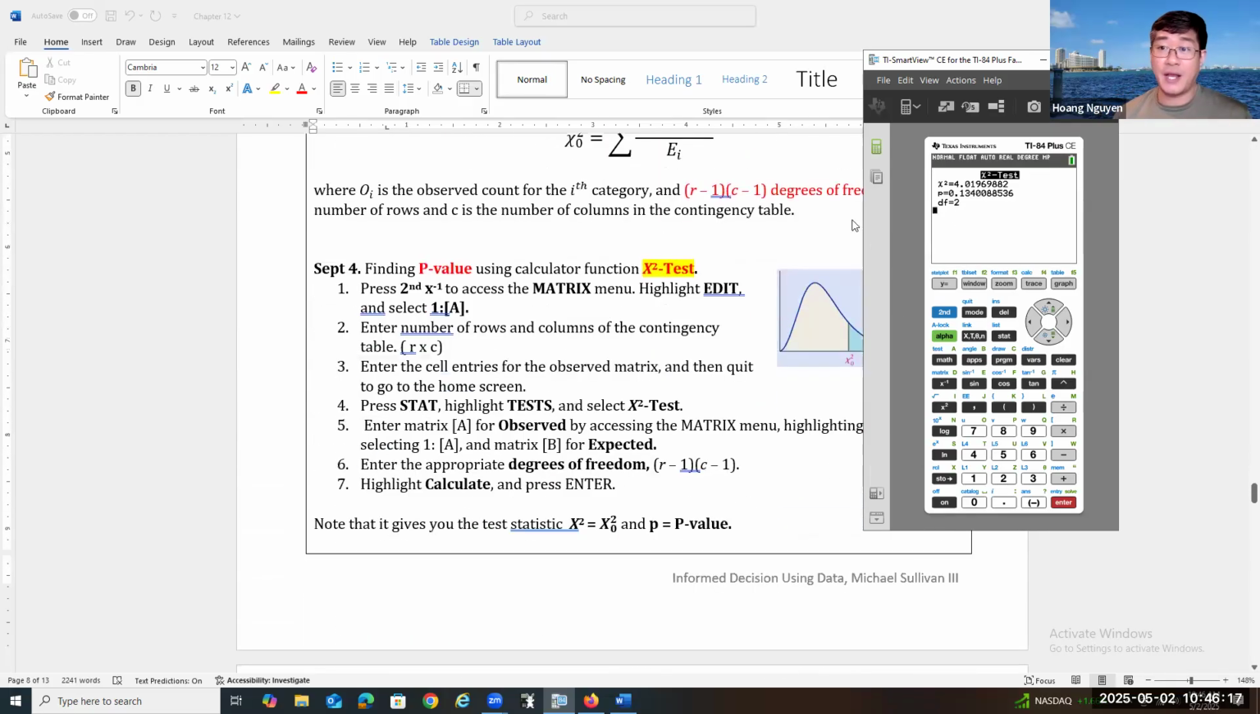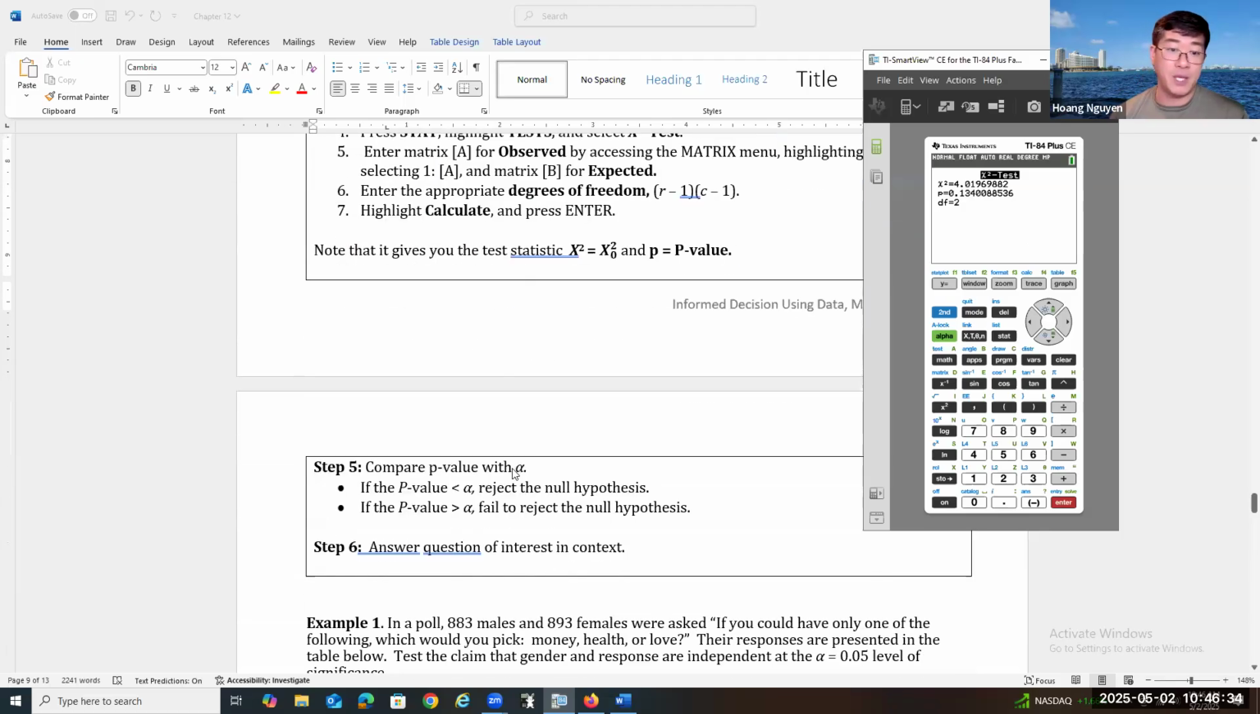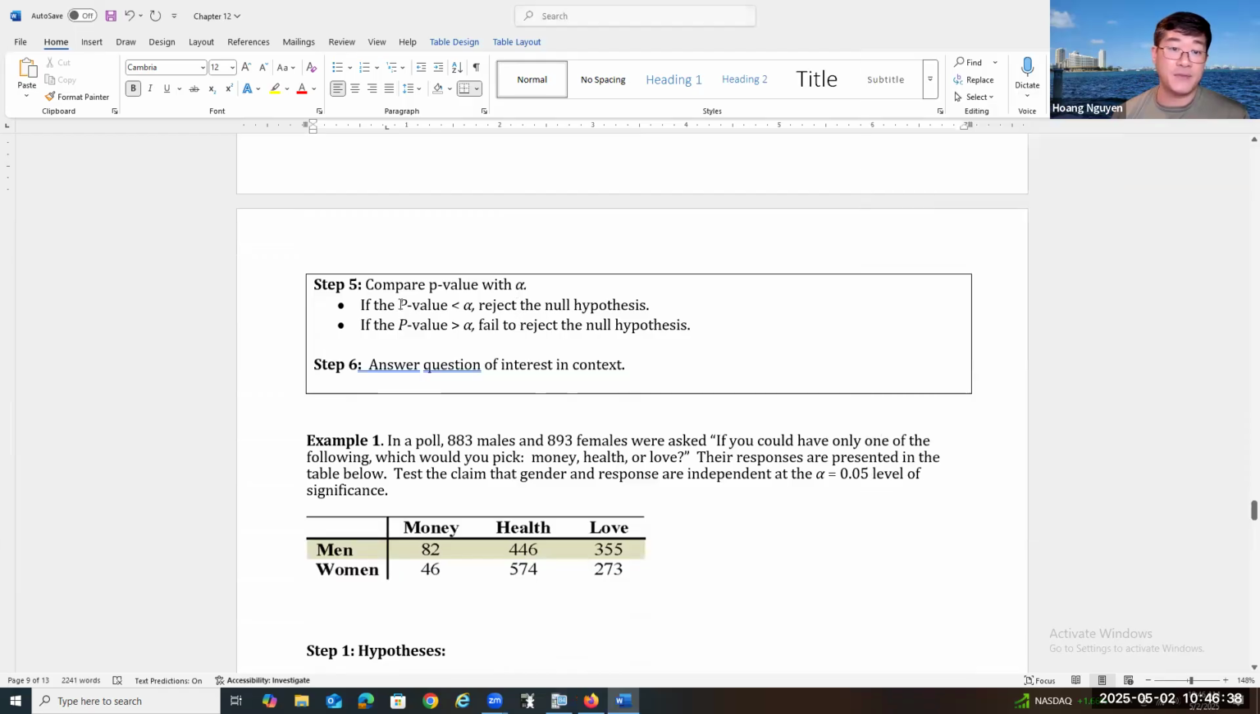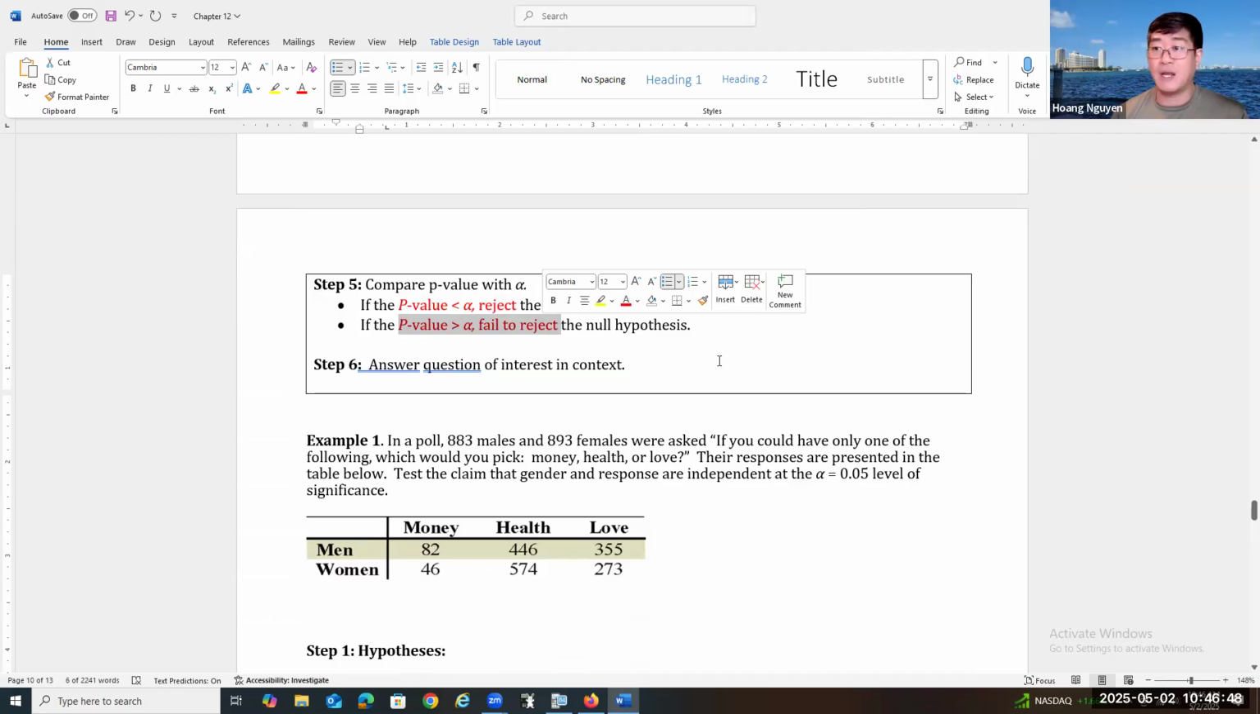So that's going to be the shortcut, and the shortcut will give you the answer for the test statistic, and it also gives you the answer for the p-value. So after we got the answer for the p-value, we're just moving on to step number 5, compare p-value and alpha, right? So if p-value is less than alpha, we reject the null hypothesis. If p-value is more than alpha, we fail to reject the null hypothesis. Yeah, so the same rule of decision. If p-value is less, we reject. If p-value is more, we fail to reject the null hypothesis.